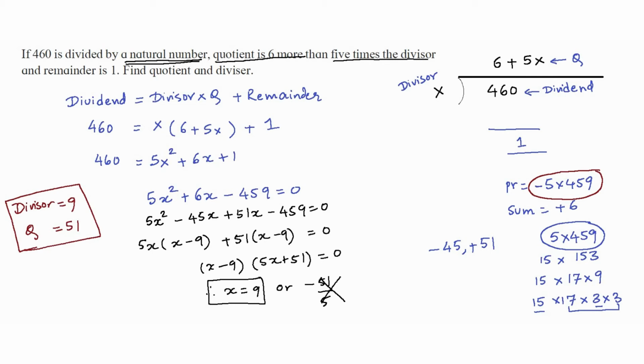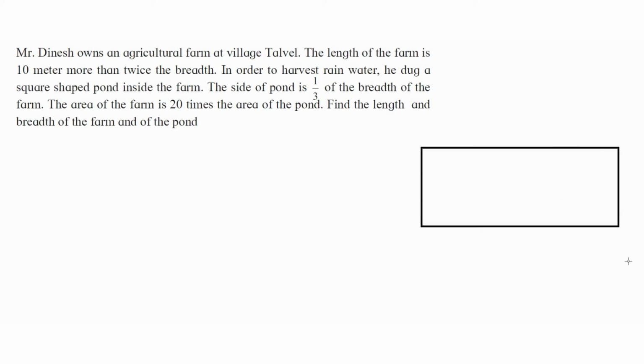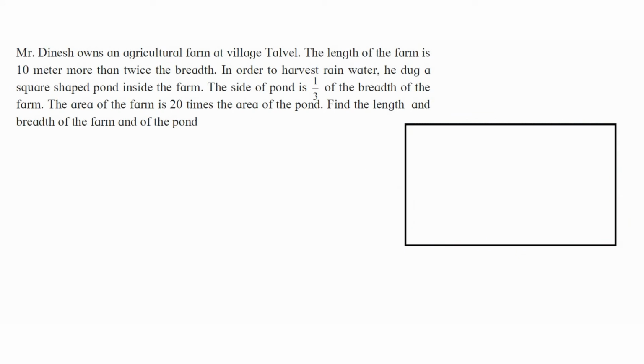Moving on to the next question. Dinesh owns an agricultural farm at village Tarwell. The length of the farm is 10 meters more than twice the breadth. Okay, so there is a rectangular farm. So let's make a quick diagram. The length is 10 meters more than twice the breadth.